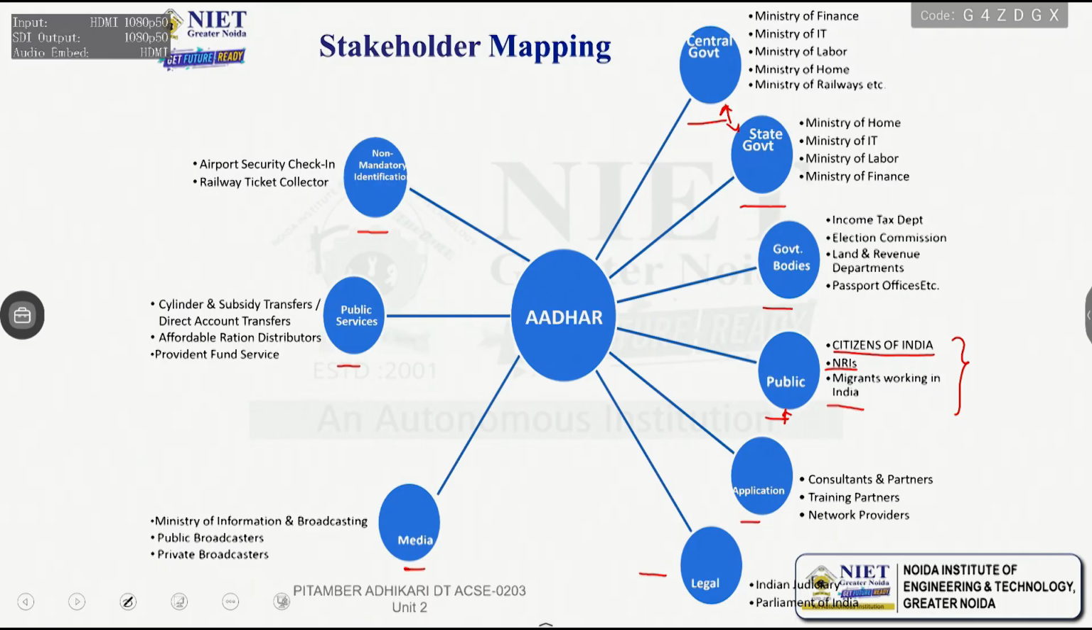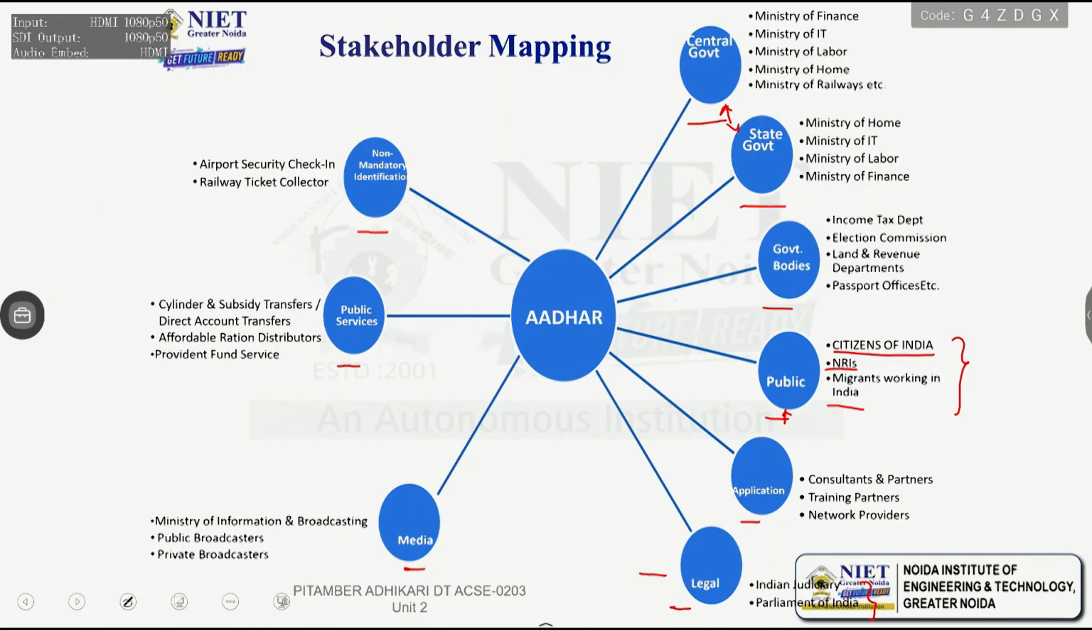Then after application, the next part is legal. Under legal we have two most important parts, that is the Indian Judiciary and the Parliament of India. They are also among the most important stakeholders when we talk about Aadhaar, because Parliament of India plays a very important role. It is the place where it will be decided whether this Aadhaar will be passed or not.